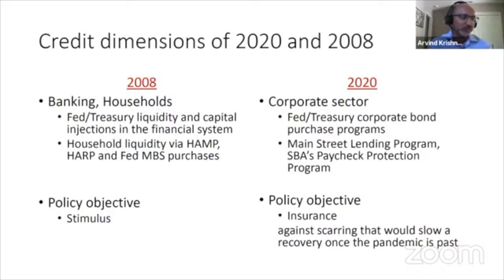The second important difference between the present recession and the last recession is that the policy objective last time was really about stimulus. It was about expanding credit supply and stimulating household spending. Whereas this time around, the way we are thinking about the policy objective is that it's more about insurance. It's about insuring against and preventing economic damage and scarring that may occur during this pandemic, so that once the pandemic has passed, a recovery can be quick.